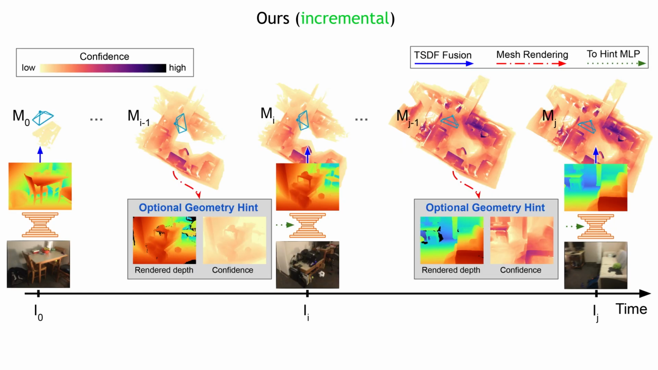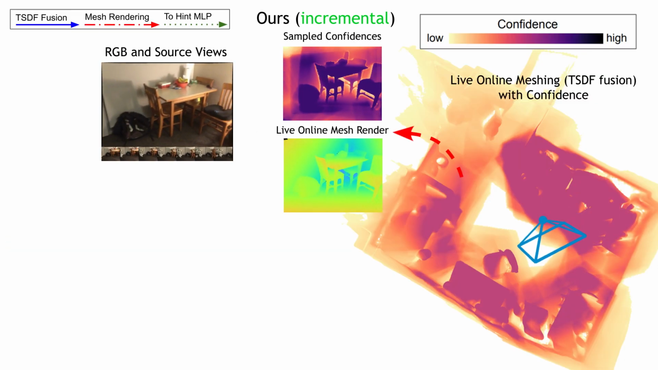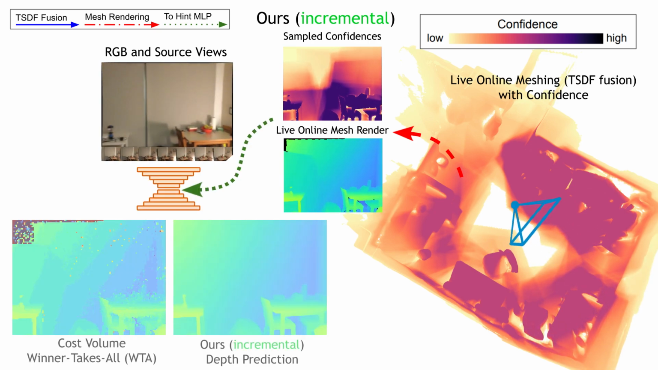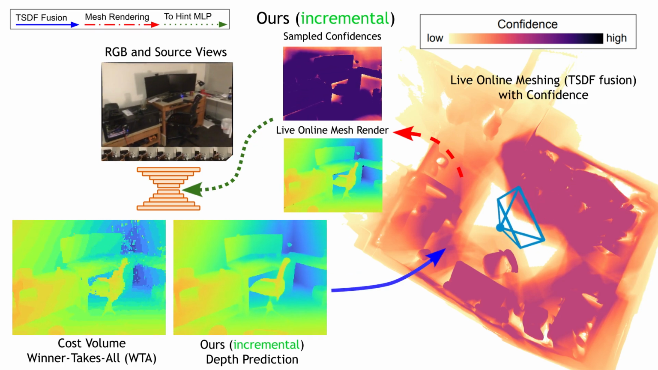This geometry hint and confidence map are optional and are passed to the network on every new current frame if available. We call this ours incremental. On every step, we render the geometry hint and sample the confidence from the TSDF and pass those to the network, producing a depth prediction, fusing that into the TSDF, then repeating the process.